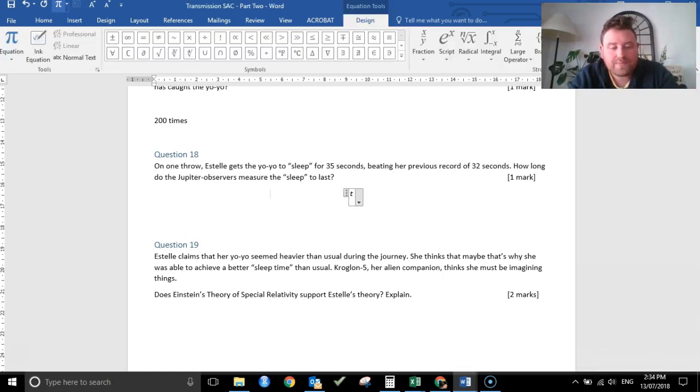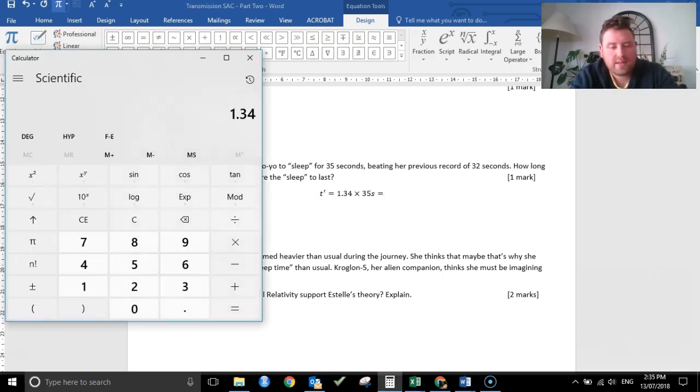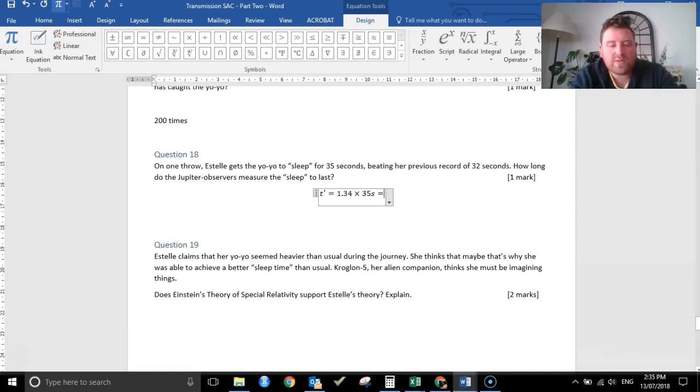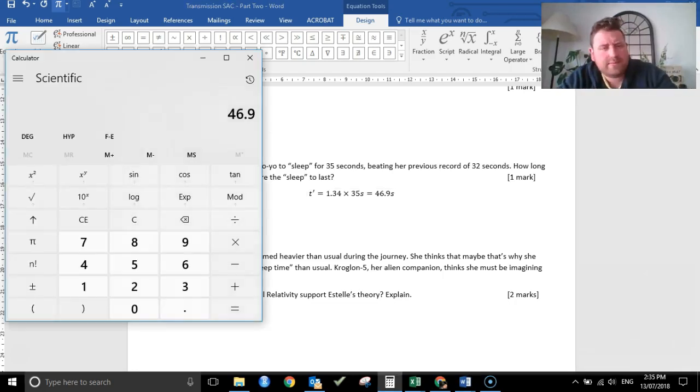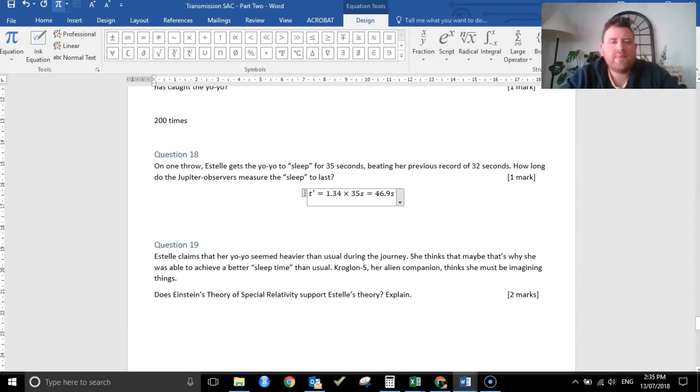So T dash is the thing we're looking for, and it's going to be 1.34 times 35 seconds equals 46.9 seconds. Okay. I think that's right. Hold on. That's about right. So the important thing, once again, it's not about whether you can write down the formula, it's not about whether you found gamma correctly, it's about whether you're correctly allocating the T dash and the T naught. Who is the proper observer of this thing? Okay.